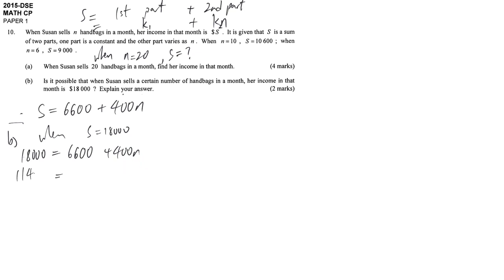So 11,400 is equal to 400n, and divide both sides by 400. Then we get 28.5, which means that in order to get the income exactly 18,000, we have to sell 28.5 bags. But it totally does not make sense. The key point is this one: we expect it should be a whole number. So since n is not an integer, in this case, therefore it's impossible.